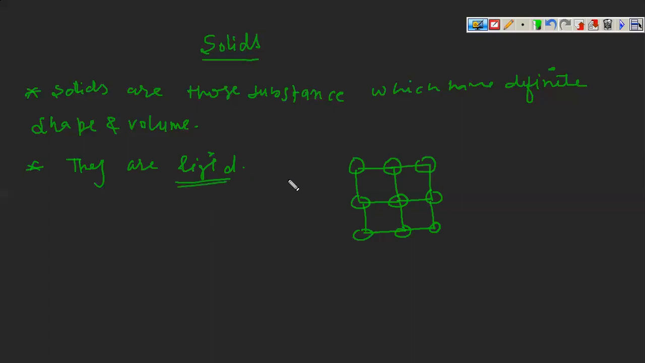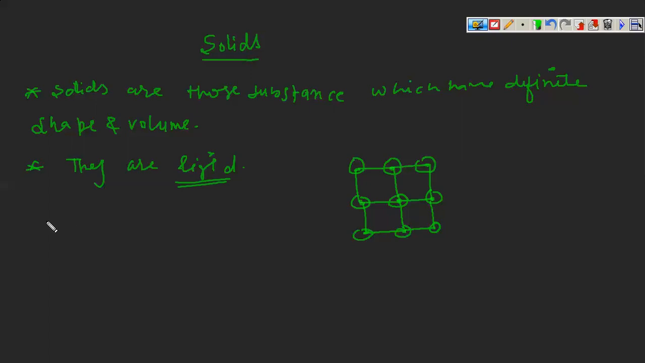The intermolecular attraction force in liquids as well as in gases is weaker, so the particle can move from their position. But in case of solids, the particles are imposed, okay, to not change their position. The particles have fixed position in case of solids, so they are rigid. They cannot change their shape.